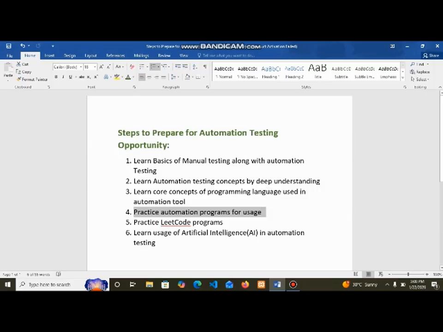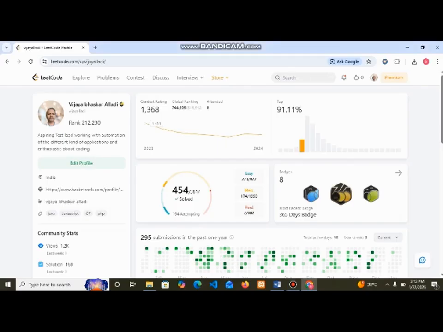Next thing is practice LeetCode problems. LeetCode problems will be helpful to understanding the basic logic behind automation programs, and it will be helpful to improve your automation programming skills too. Having strong LeetCode profile will be helpful to get shortlisted for the automation testing interviews.